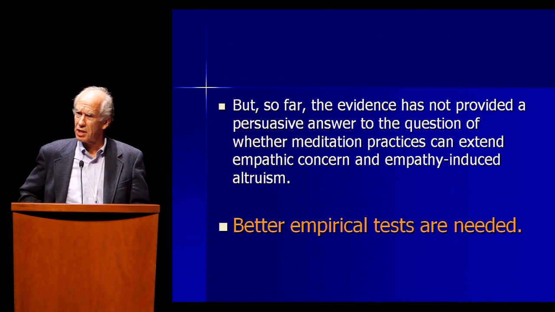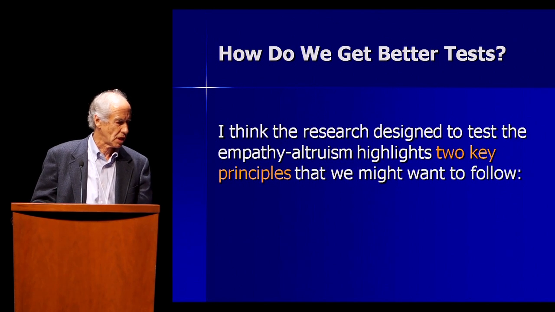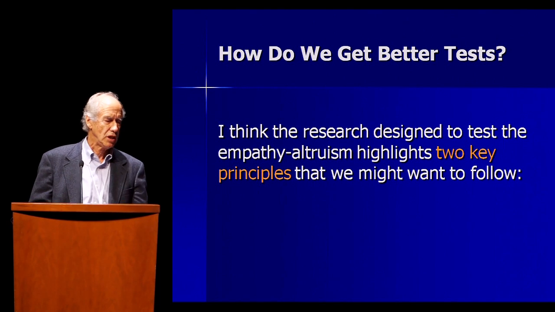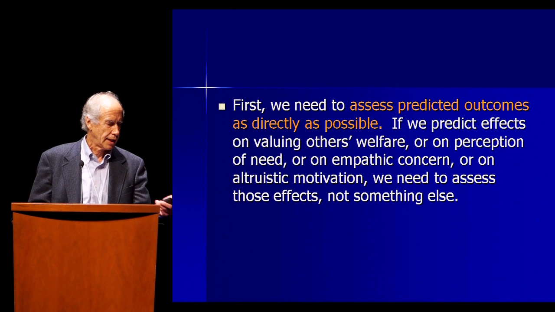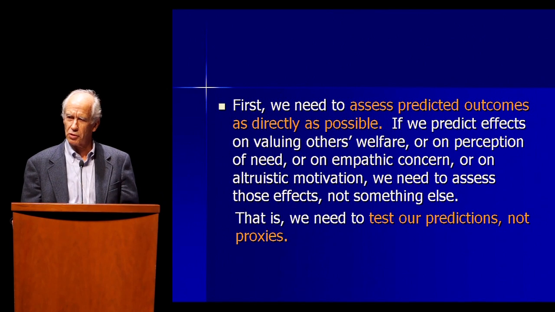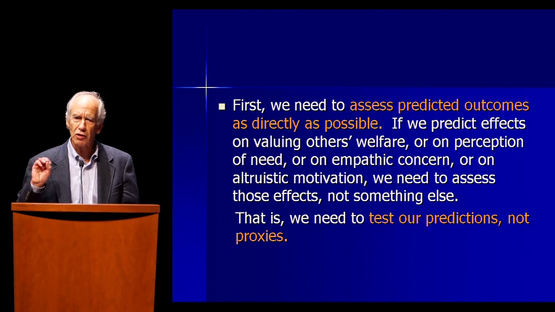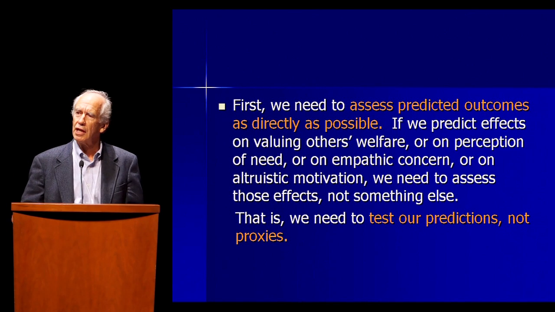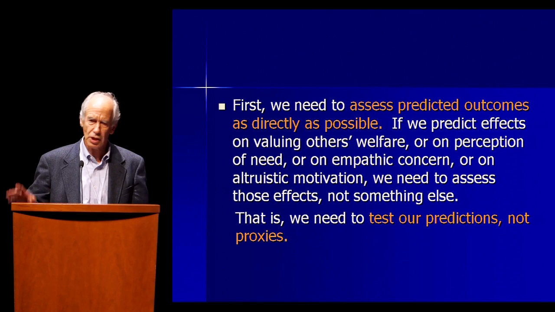Okay, so how do we get better tests? I would suggest that the research designed to test the empathy-altruism hypothesis may suggest two principles that we might want to follow. The first is we need to assess our predicted outcomes as directly as possible. And that is, we need to test our predictions, not proxies for those predictions. There's been a tendency to substitute an easier measure. If we're talking about motivational effects, measuring behavior is not enough. We've got to go after the motives, which is not an easy job, but it's doable.